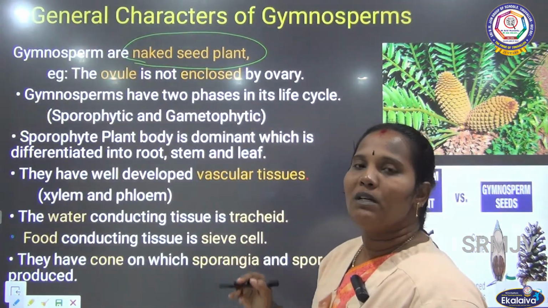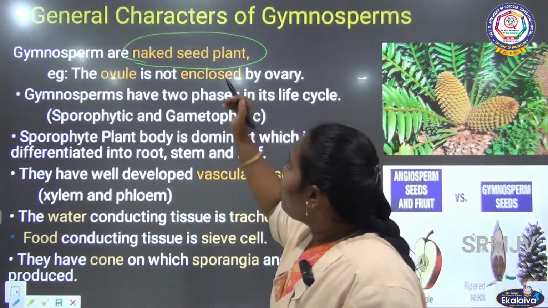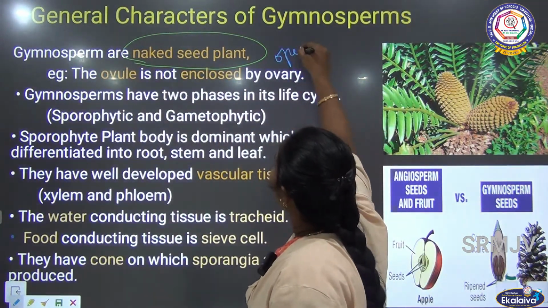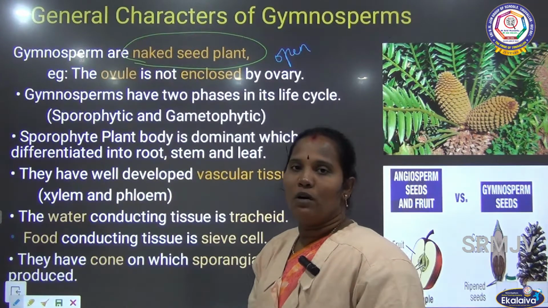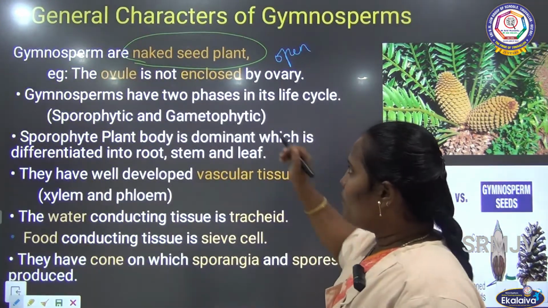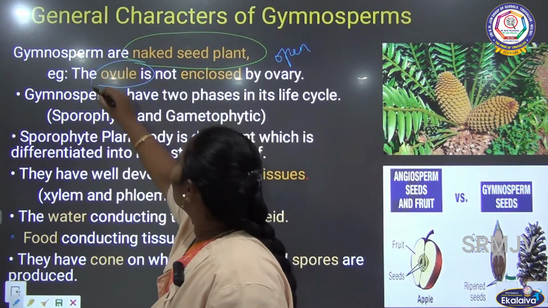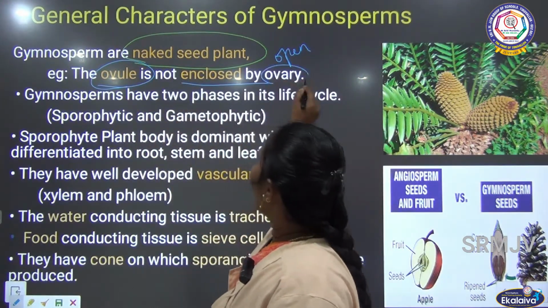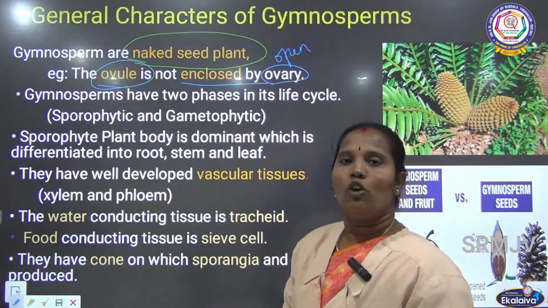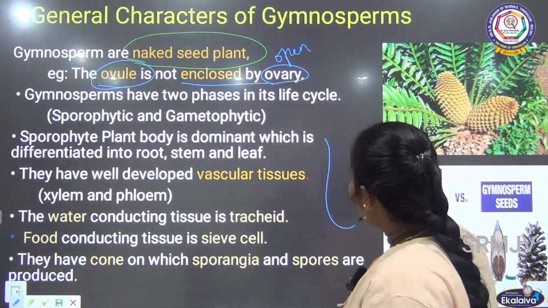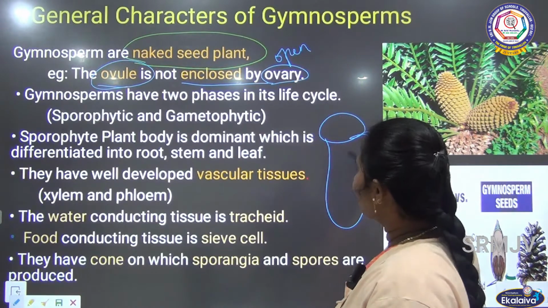What does gymnosperm mean? The open seeded plants are called the gymnosperms. What does open seeded, naked seeded plants mean? The ovule is not enclosed by the ovary. What is the ovary? We know that. Suppose this is the flower.